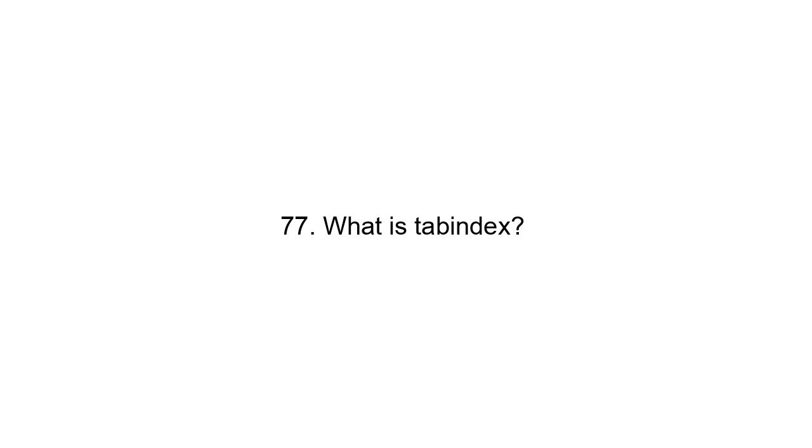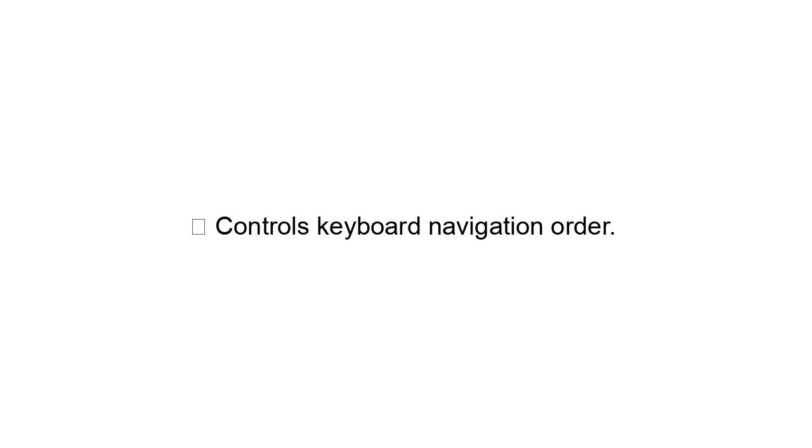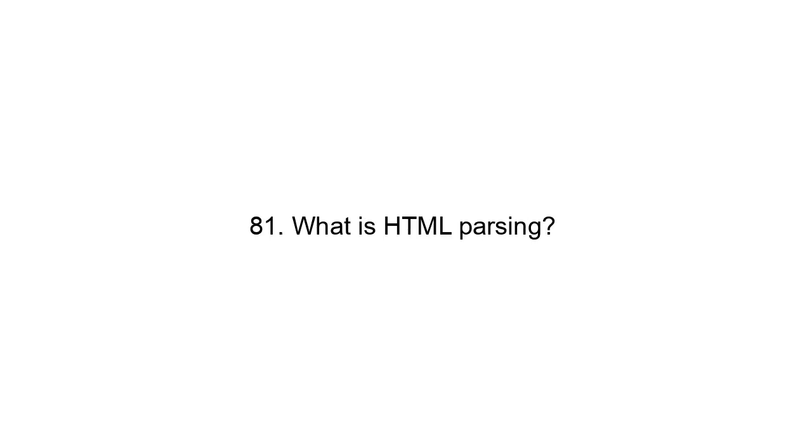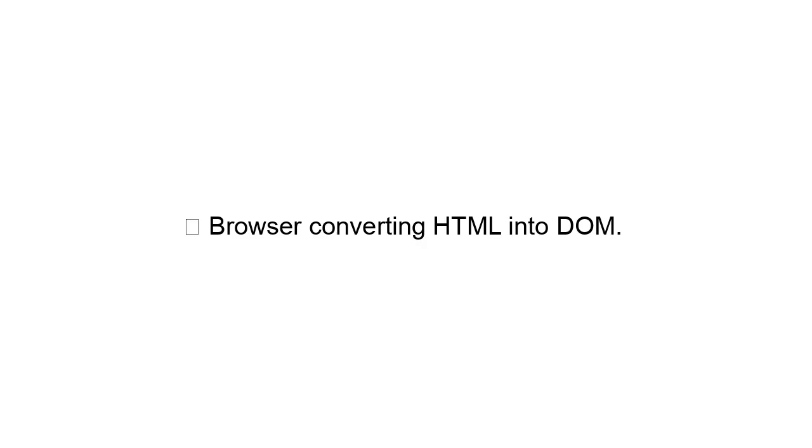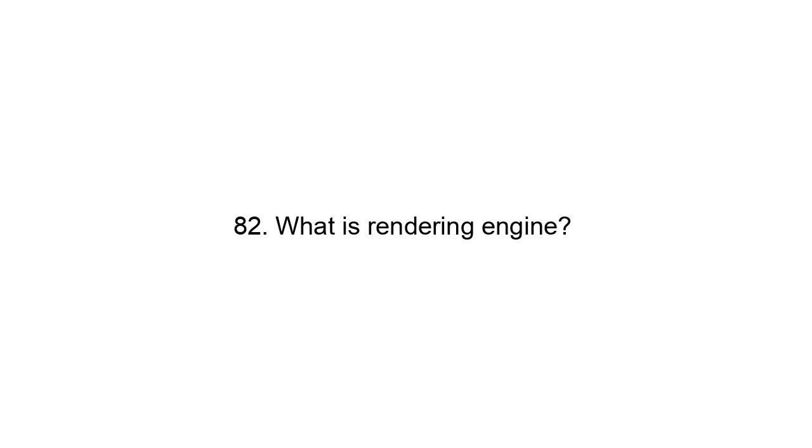77. What is tabindex? Controls keyboard navigation order. 78. What is contenteditable? Makes element editable. 79. What is data attribute? Custom data storage. 80. What is microdata? Structured data for SEO. 81. What is HTML parsing? Browser converting HTML into DOM. 82. What is rendering engine? Converts DOM plus CSS into UI. 83. What is critical rendering path? Steps browser uses to display page.